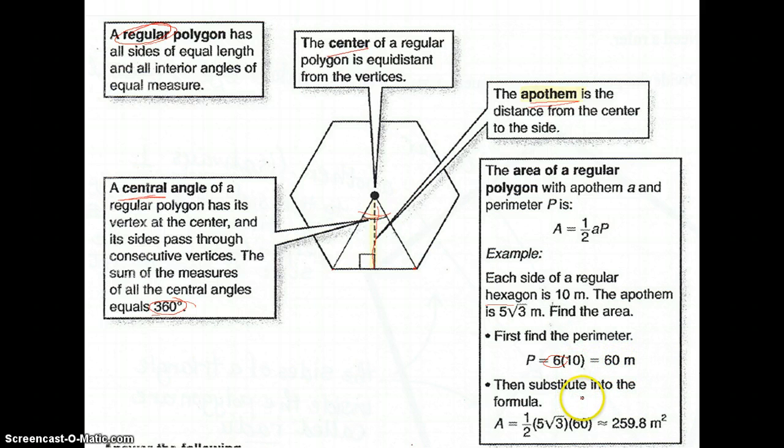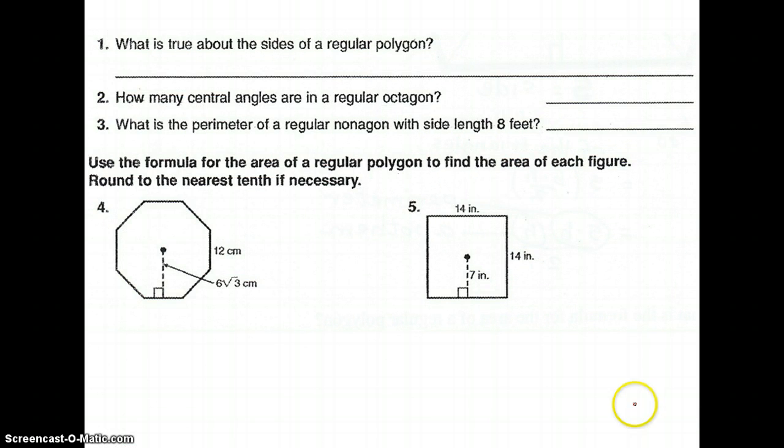Then we'll just simply substitute into the formula. So we have 1/2 times 5√3 times 60, and that's approximately 259.8 meters squared for the area of that hexagon. So let's move on to a few other examples. For these first few questions, 1, 2, and 3, you will answer those on your own for homework. But let's do number 4 together as an example in our notes.